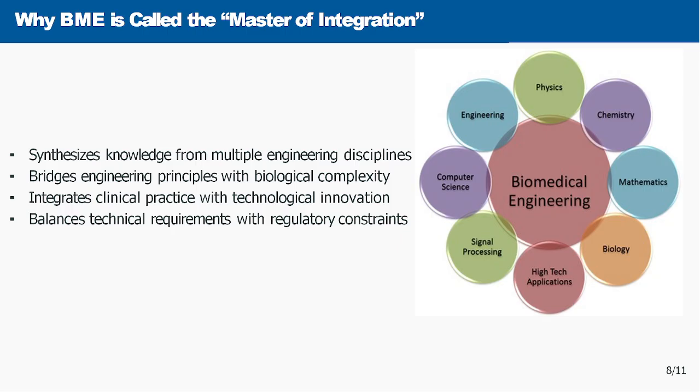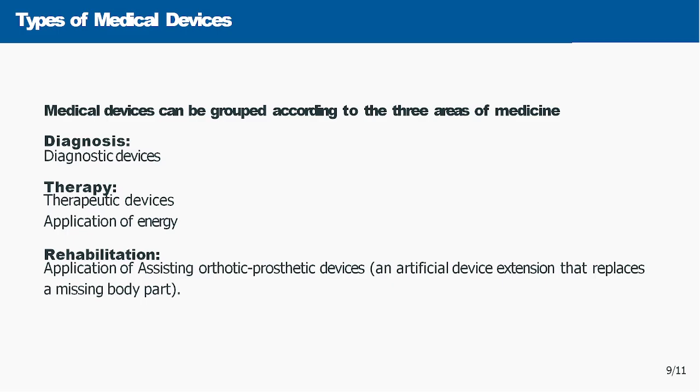Now, covering all these and merging every field into one, we call it biomedical engineering. Due to this interdisciplinary nature of biomedical engineering, we call it the master of integration. You mark, in biomedical engineering we are using the principles of physics, engineering, chemistry, computer science, signal processing and also biology and mathematics. That is why it is truly known as the master of integration. It synthesizes knowledge from multiple engineering disciplines. It bridges engineering principles with biological complexity. It integrates clinical practice with technological innovations. It balances technical requirements with regulatory constraints.